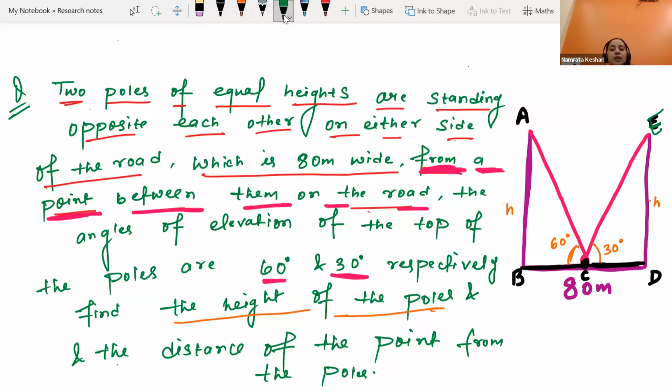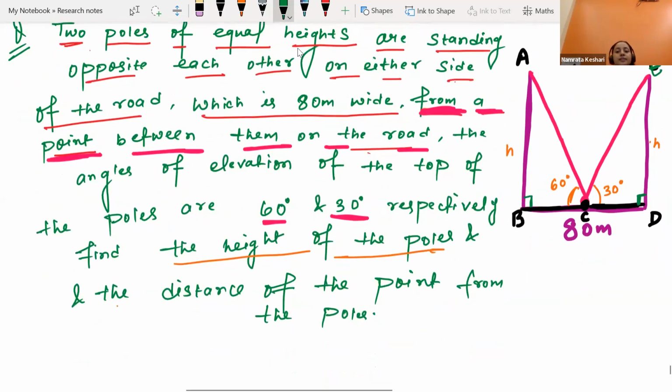We have two right-angled triangles. Can you see it? Yes, ma'am. We must focus on this h that we have to find, the distance BC over here, and the distance CD over there. One piece of data we have in hand is that the total distance B to D is 80 meters.